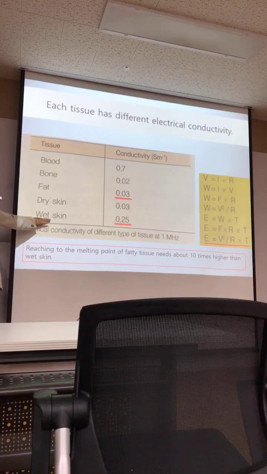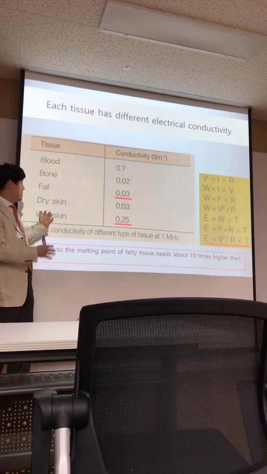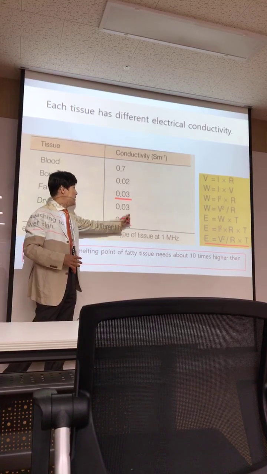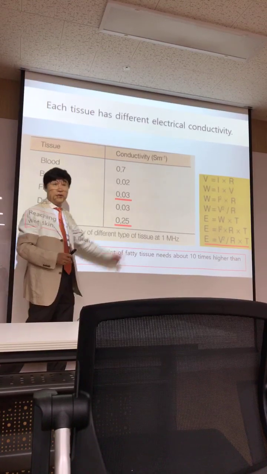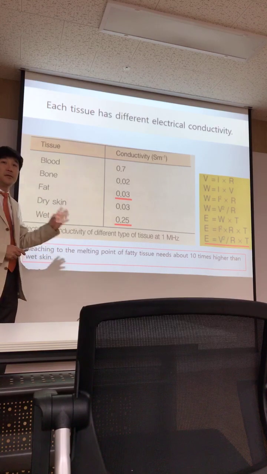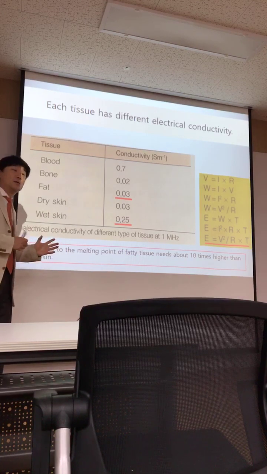In wet skin, the dermis and collagen show 0.25. It's much higher than the fat tissue. This is the big difference that we should keep in mind. It makes a different result at the same power.